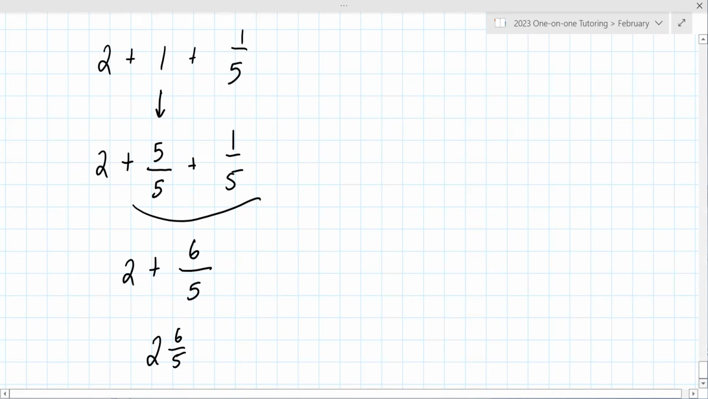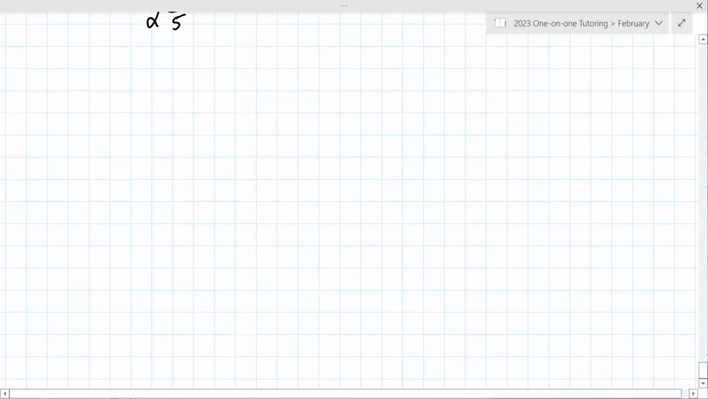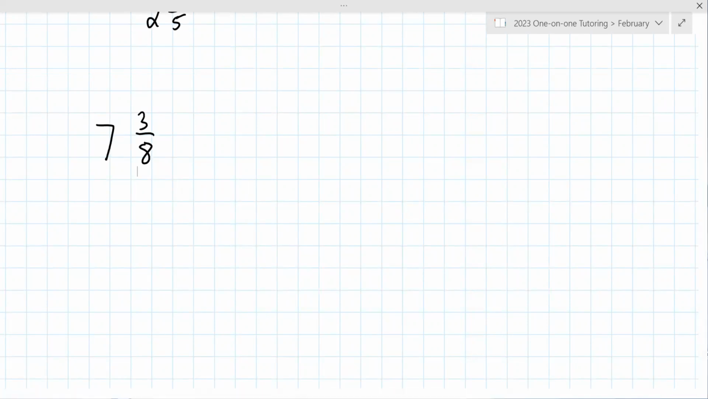Okay, let's have you try another one here. Let's go 7 and 3/8. Have you try one more and then we'll talk about why we were doing this by actually doing a subtraction problem.